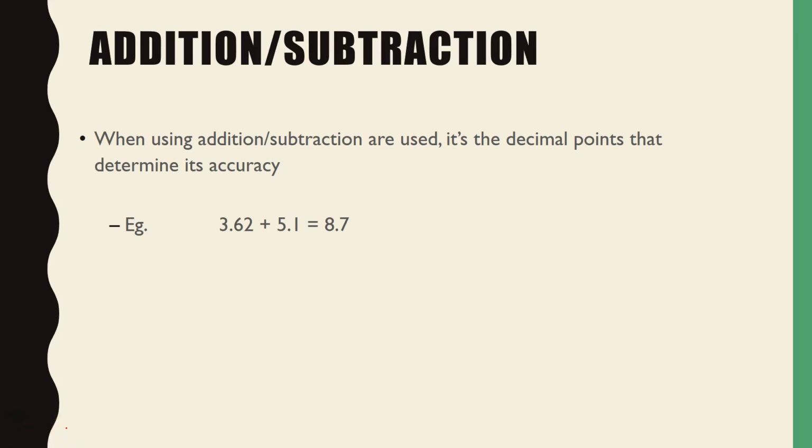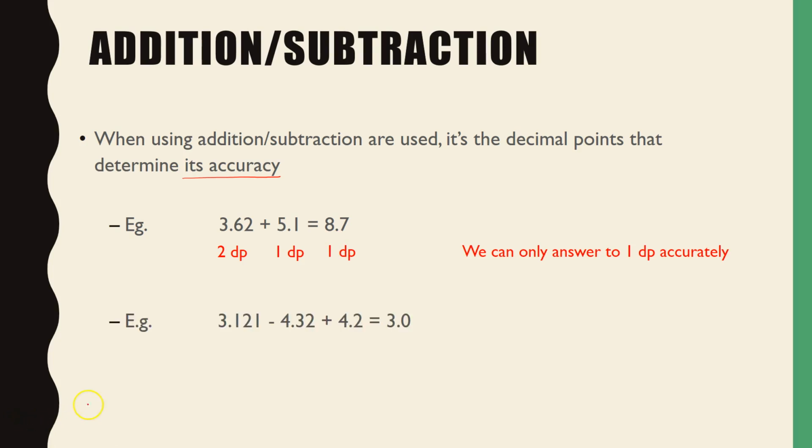In the case of addition and subtraction, it's actually the decimal points that determine the accuracy of the answer. So for example, here we have two decimal places. Here we have one decimal place. So therefore our answer, when we add it together, can be accurate to one decimal place. It's different to a significant figure. In the case of subtraction or addition combined, we can see that we have three decimal places, two decimal places, one decimal place, so we can only answer to one decimal place. And this is, of course, significant because any number following 0 to the right-hand side is significant.